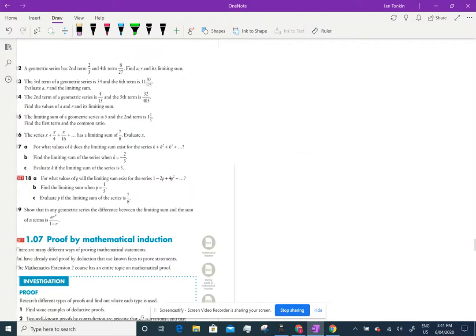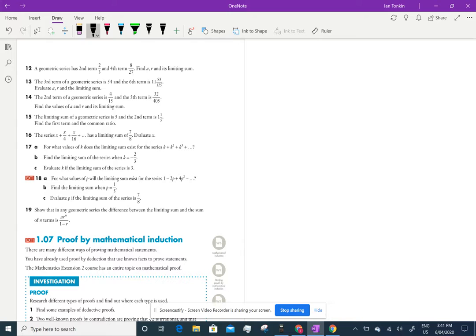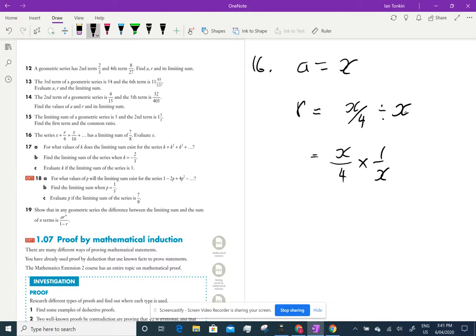So, 16. What do we got? A equals x. Oh, look at that, straight away. Didn't even put my equal sign in. A equals x. And r equals x on 4 divided by x. Well, that means x on 4 times 1 on x, which is a quarter. And you can look at it and see that there.